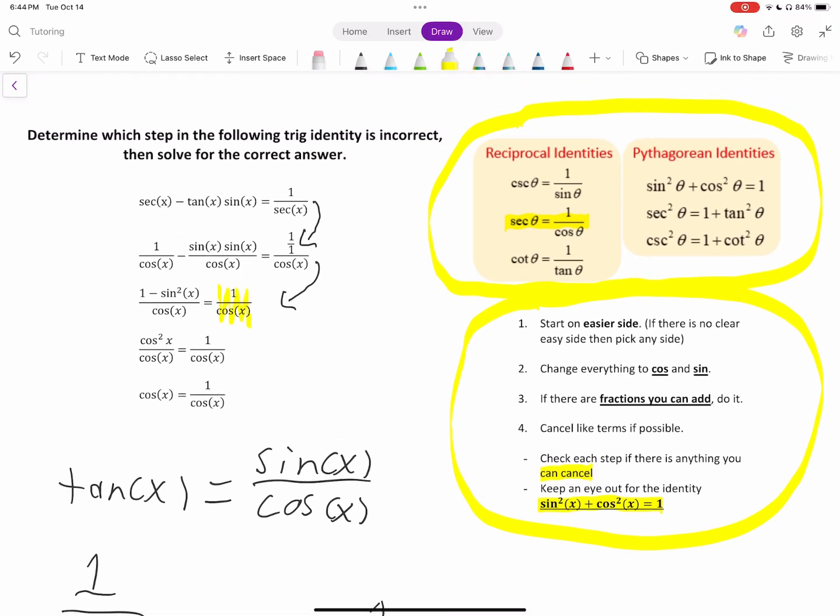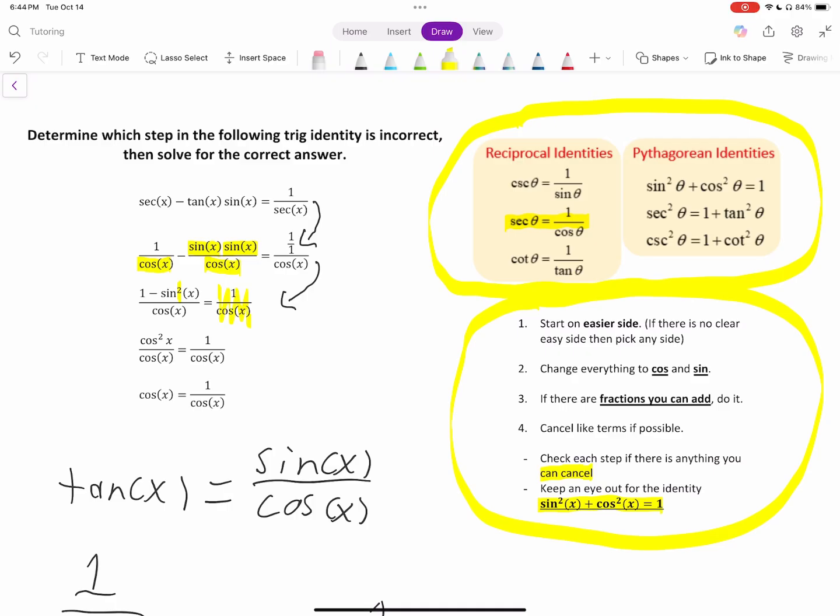So our left side here, they went from 1 over cos x minus sine x times sine x over cos x. And they went from that to 1 minus sine squared x over cos x. So look in here, we have 2 fractions, and our rule 3 is add fractions if you can. And our fractions have the same common denominator, meaning we're able to just subtract them across. So 1 minus sine x times sine x, we can combine those sine x's to become sine squared x, and all of that will just be over cos x. Now on to the next step in this question.